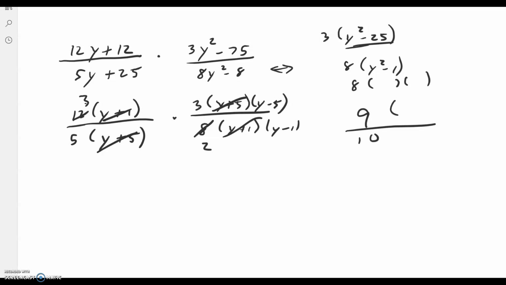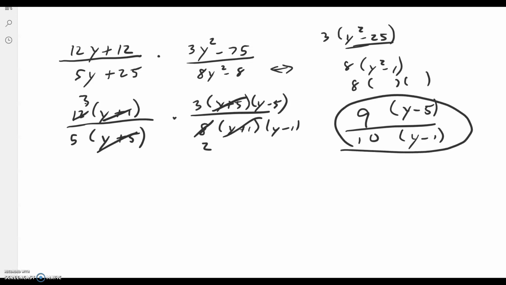On the top we have a binomial factor of y minus 5. On the bottom we have a binomial factor of y minus 1. There's no more canceling. We're done. So what you can say about multiplications and in essence divisions that you turn into multiplications, you factor the top and the bottom of all fractions completely and then cancel like factors carefully and then be done.